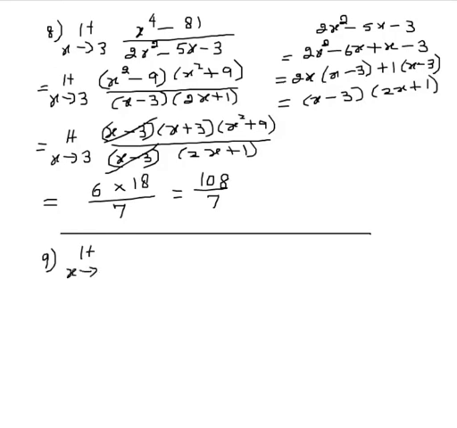Question 9. Limit x tending to 0 of ax plus b divided by cx plus 1. The denominator doesn't become 0. Let us apply the limit value directly. So we get 0 plus b divided by 0 plus 1. Therefore, the answer is b.